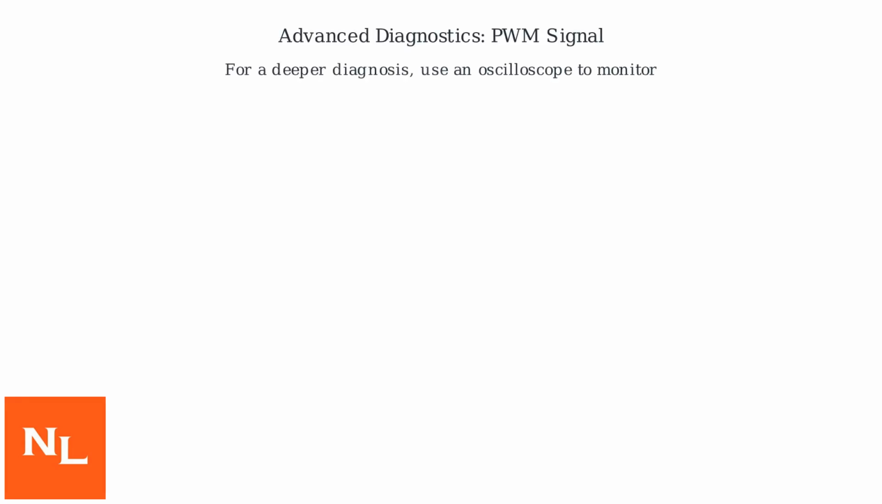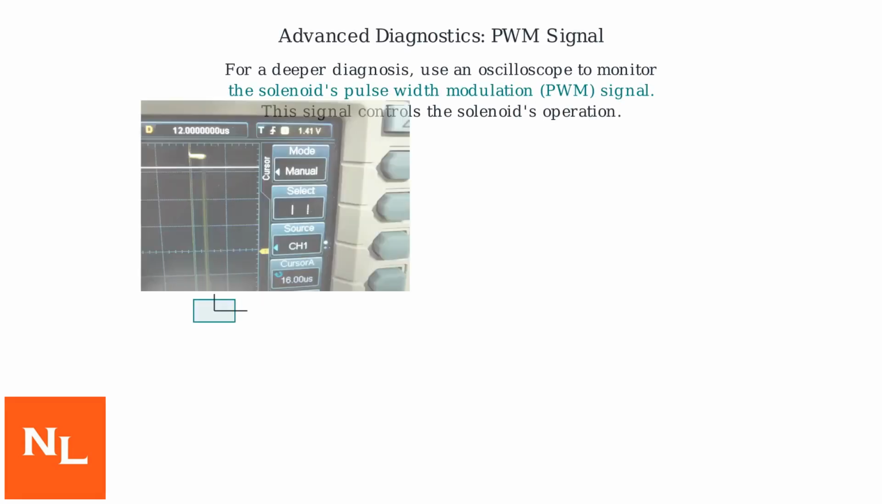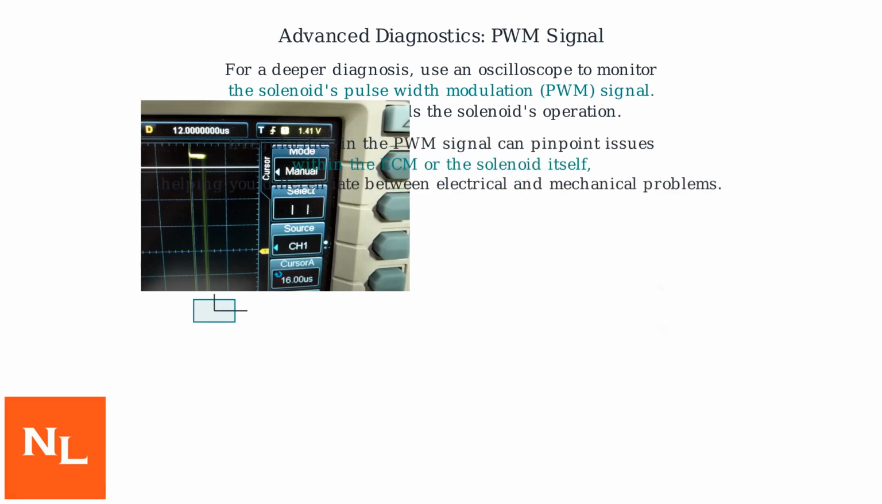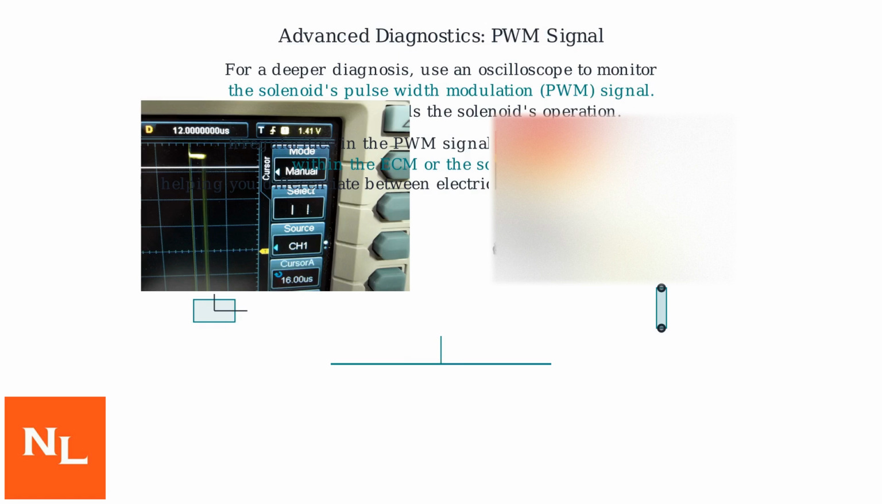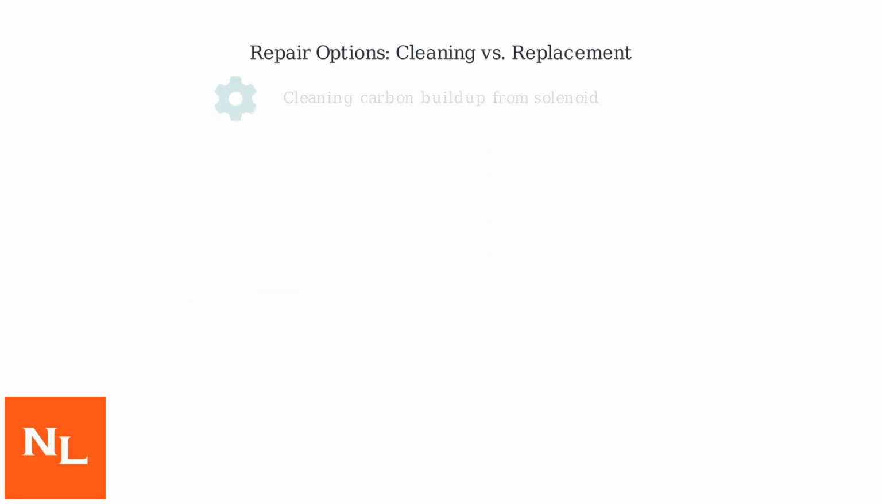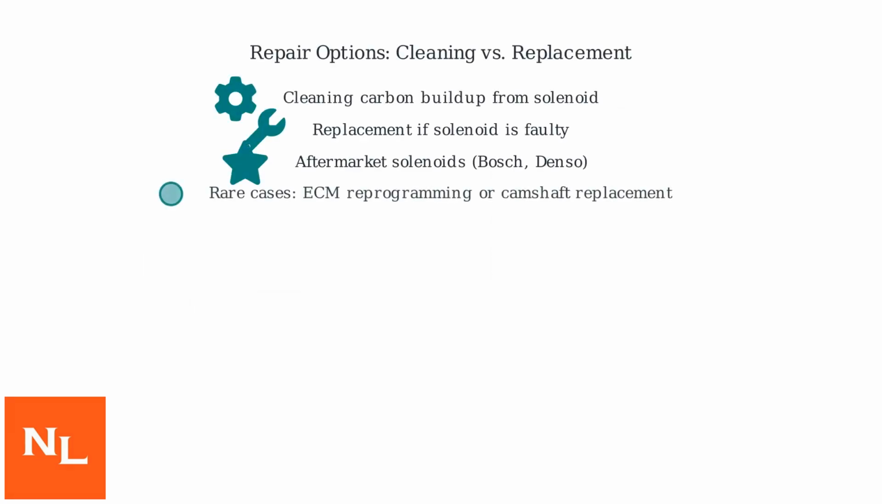For a deeper diagnosis, use an oscilloscope to monitor the solenoid's pulse width modulation (PWM) signal. This signal controls the solenoid's operation. Irregularities in the PWM signal can pinpoint issues within the ECM or the solenoid itself, helping you differentiate between electrical and mechanical problems. Depending on the diagnosis, you have several repair options.